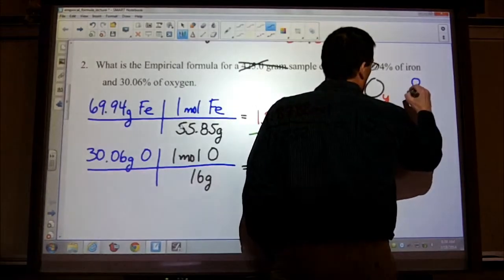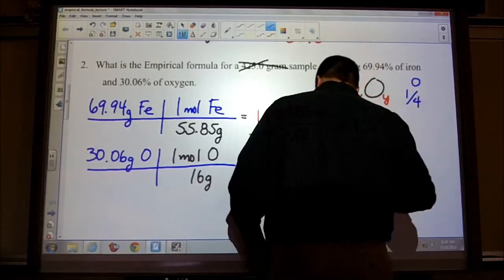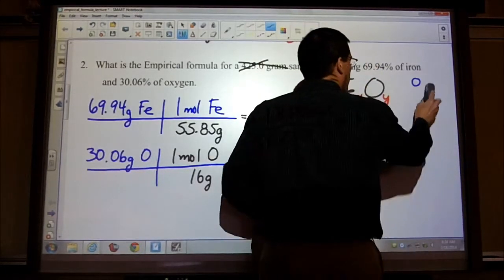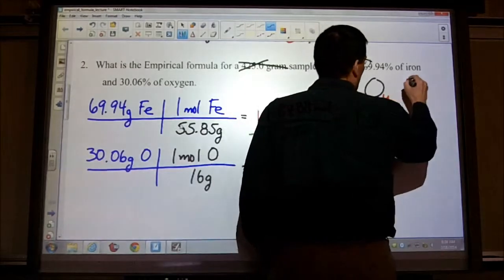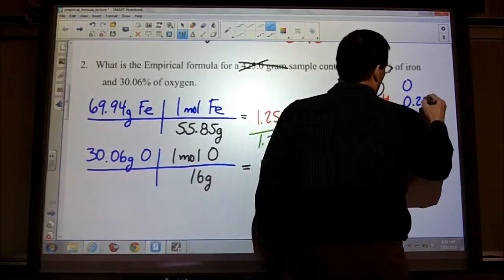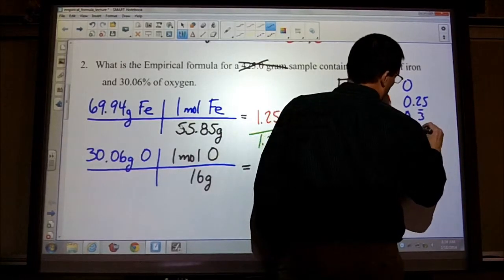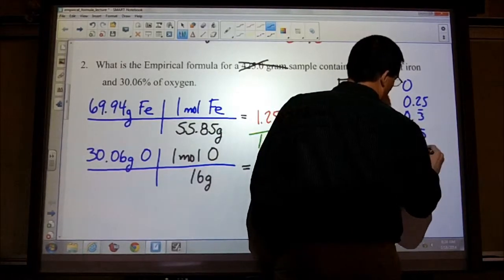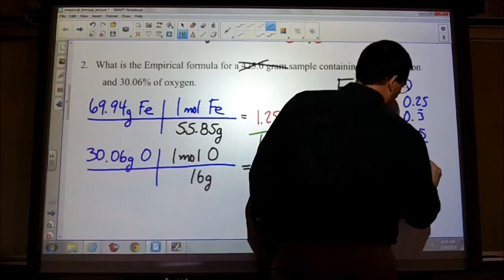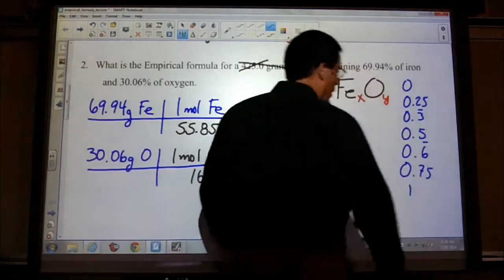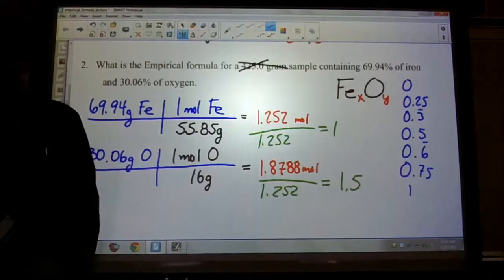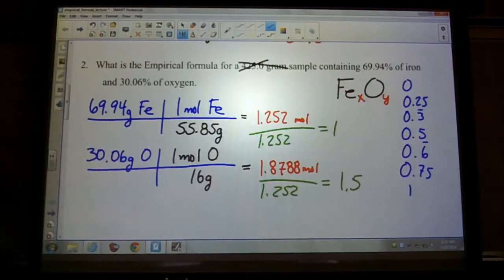You'll have a benchmark that is, actually let's go with the decimals first. So 0, 0.25, 0.3 repeating, 0.5, 0.6 repeating, 0.75, and of course 1. Okay? So these are the decimals that are your quote-unquote benchmarks that you're trying to get to.